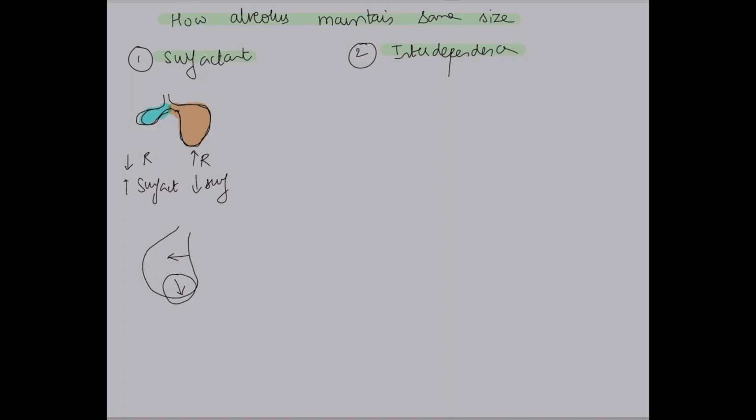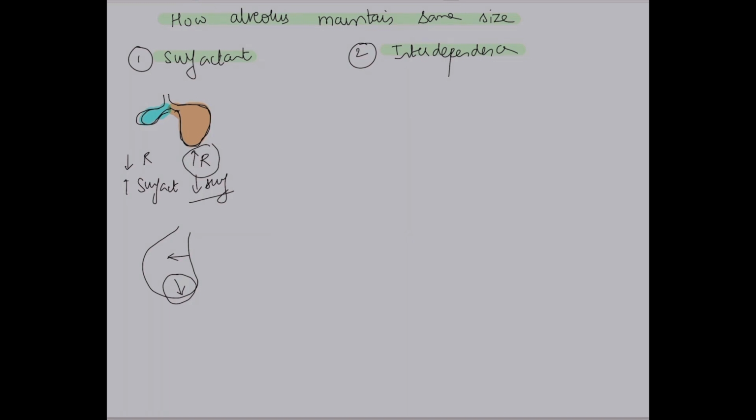And opposite, the large alveolus, which has less surfactant, will not expand more, because the radius is increasing and the surfactant is becoming less. So, what is going to happen in the end? The small alveolus contracts less and the large alveolus contracts more. This maintains the uniformity of alveolar size.